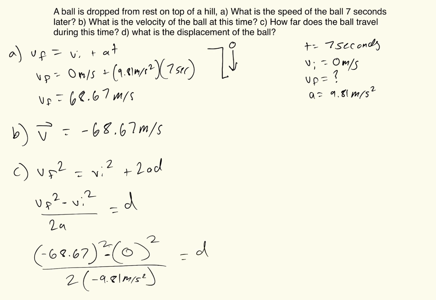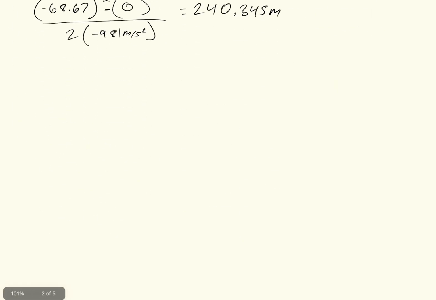Actually, let's solve for D. Let's plug that in a calculator. D is equal to 240.345 meters. Now that is our distance, and then our displacement is the change in position. And again, since we're going down, it's associated with negative. It's equal to negative 240.345 meters. So not that bad. Let's try the next problem.